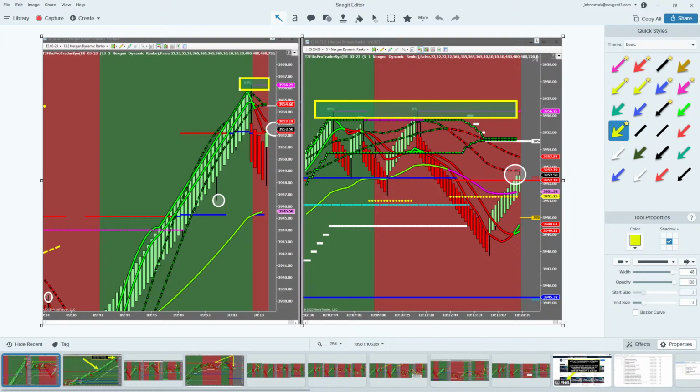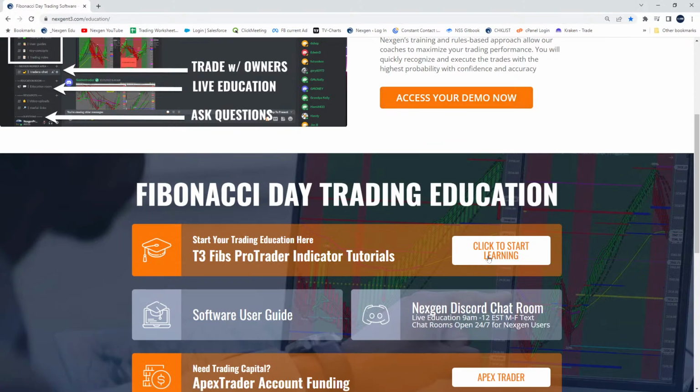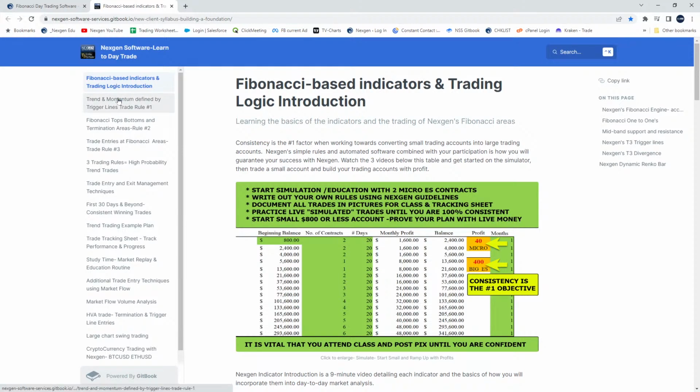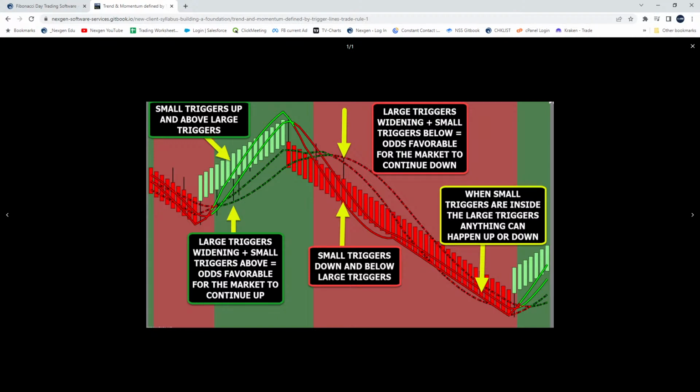What are the rules for a trend trade, guys? I'll go through them with you. You ready? Here we go. This is going to be very helpful for new people. Let's talk about trend trade rules. The number one rule for a trend trade is that your large and small triggers have to be traveling in the same direction. The small triggers have to be going up and the large triggers going up, or large triggers going down and small triggers going down. Both triggers, same direction. Everybody say yes, I got it.